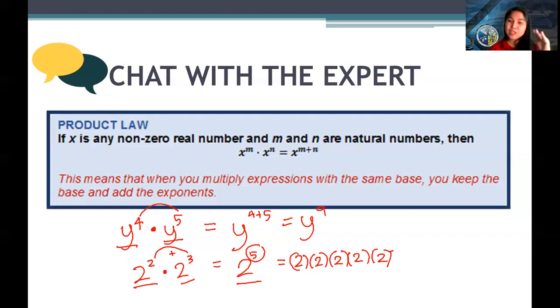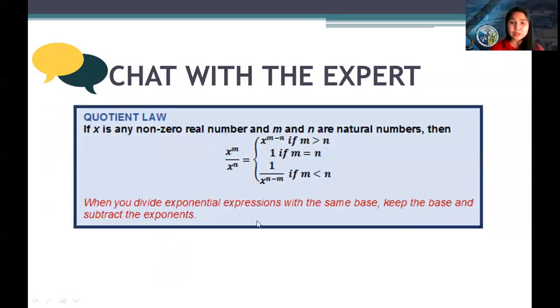You multiply. 2 times 2 is 4, times 2, it's 8. Times 2, 16. Times 2, 32. The answer is 32. That one. Next, quotient law.